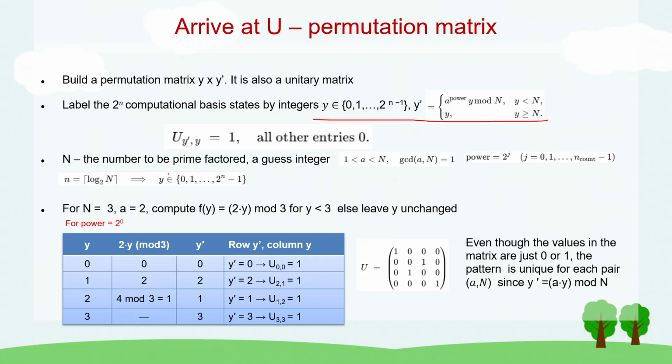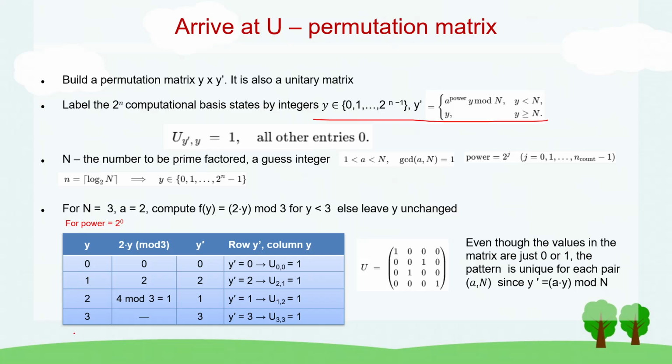What is n? n is the number to be prime factored. What is a? a is any guess integer, it can be anything. The only condition is that it should not have a common non-trivial factor with n. And the power is 2 to the power of j, and j can vary because you may have to do this multiple times. Now let's start with j equal to 0 and do the compute.